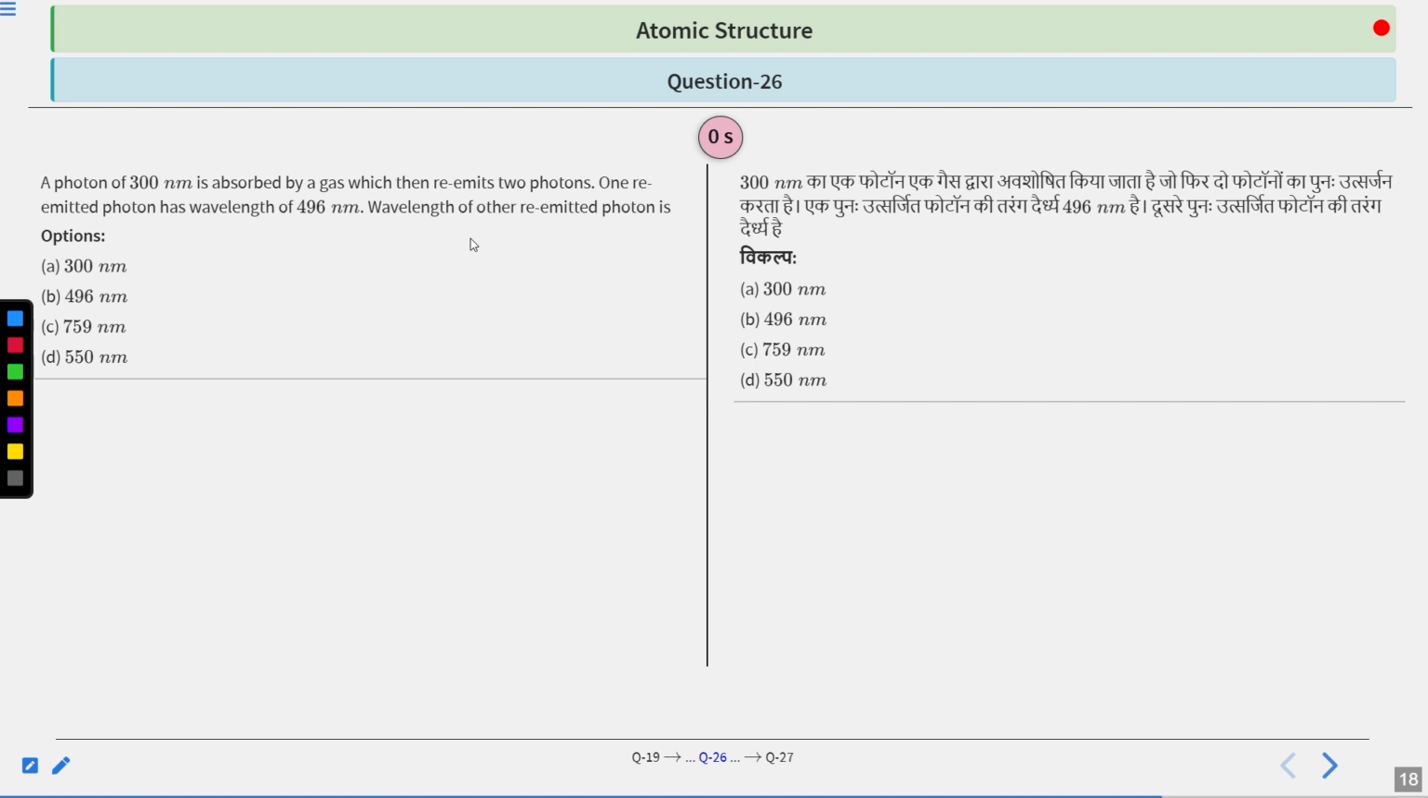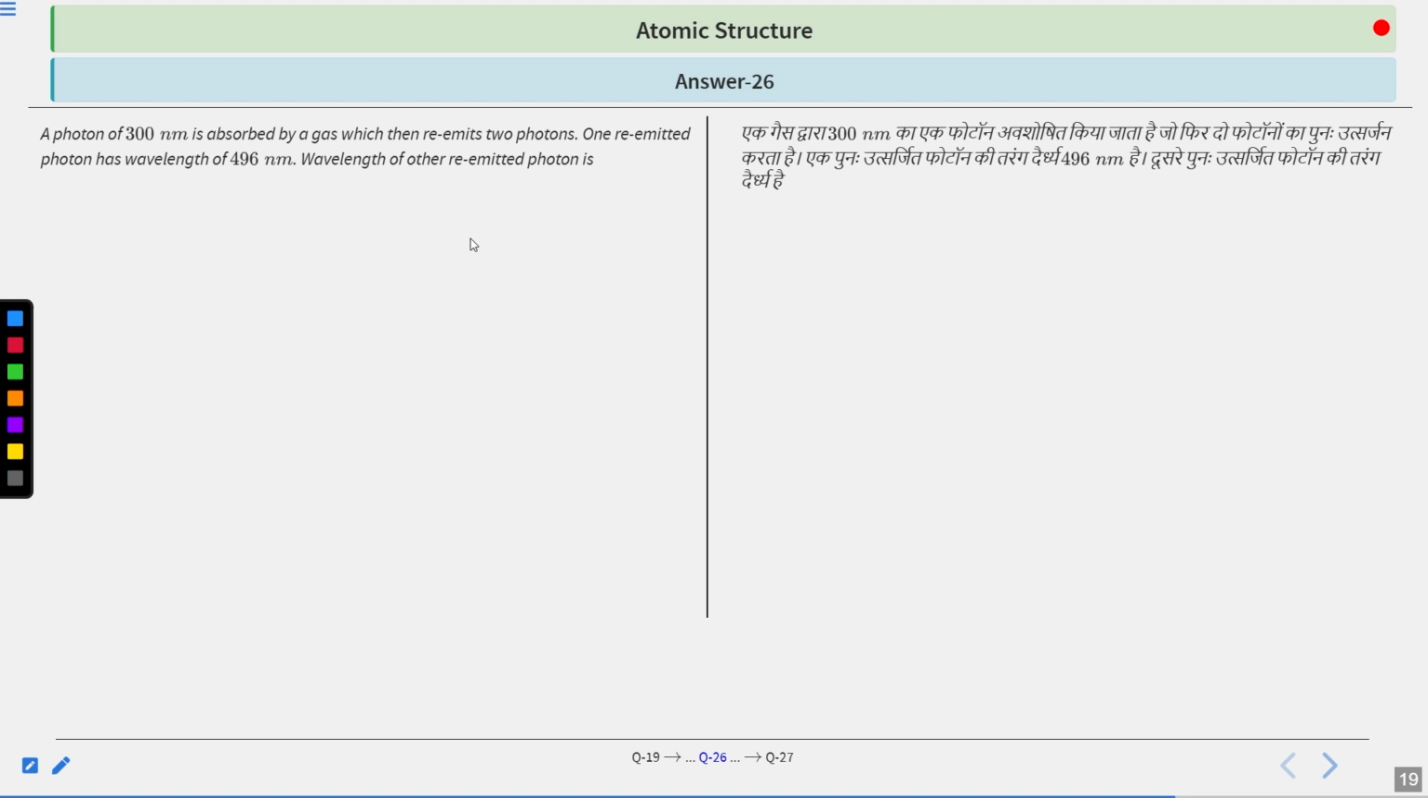Okay, now let us see the solution. The question says that you are radiating a gas with light whose wavelength is 300 nanometer, and upon doing this, you are getting two photons back from the gas. Out of these two photons, one photon has a wavelength of 496 nanometer, and you have to find the wavelength for the other photon. For those who solved the question, the answer is C, 759 nanometer.